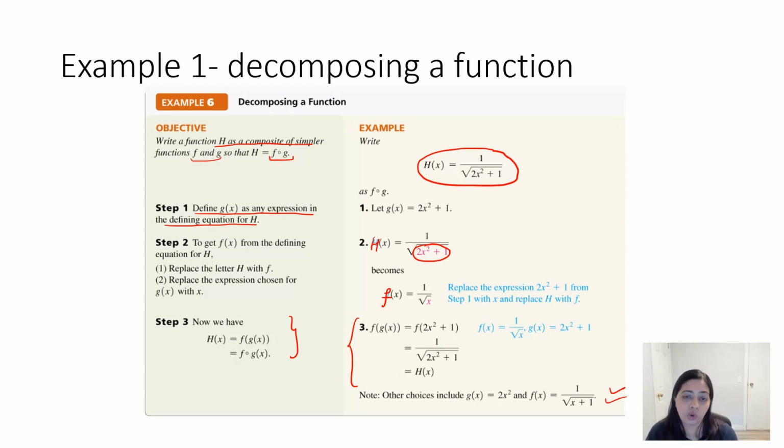For example, you can try this. If you had chosen g of x as 2x squared, instead of choosing the whole expression as g of x, then f of x would have been 1 over square root of x plus 1. You try this one as well. That would work. So this is the process of decomposition. Now let's practice this on one more example.